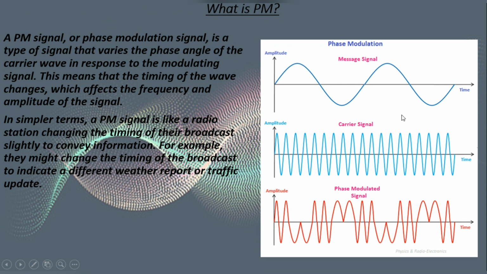So here we see the picture of a phase modulation or PM signal, a message signal with the carrier signal, and the phase of the modulated signal is changing here and here.